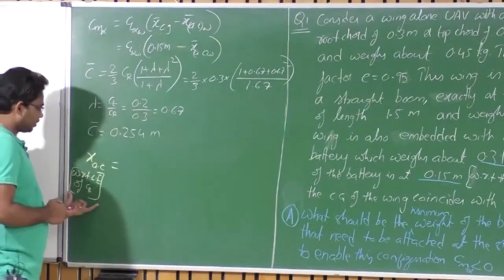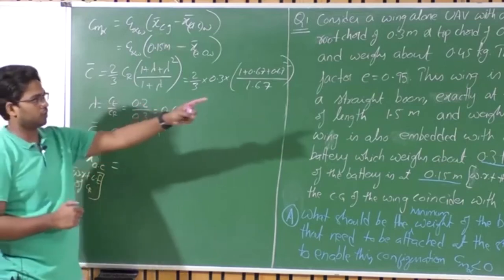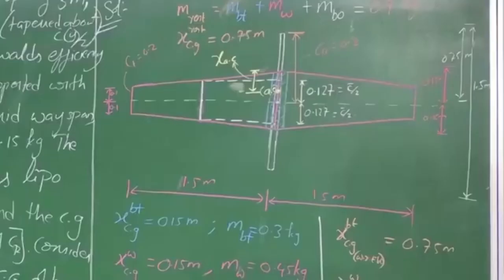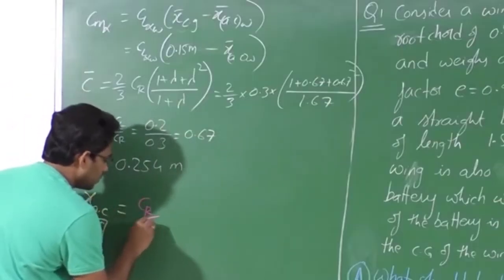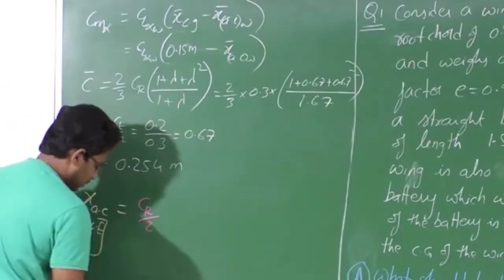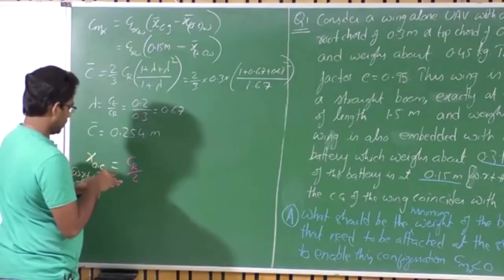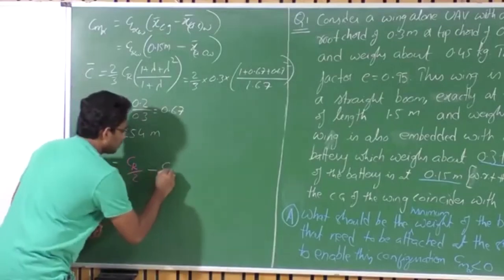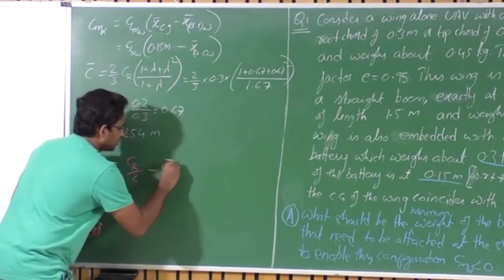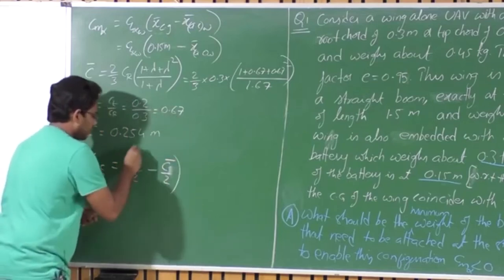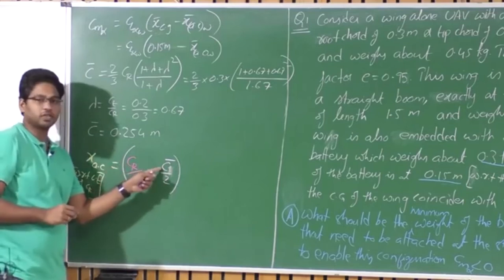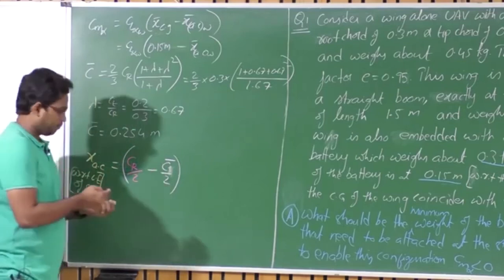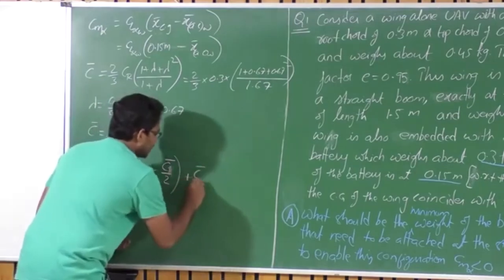So that's the reason why, in order to avoid confusion, here we are talking about X aerodynamic center with respect to the leading edge of the root chord, right? So I have CR by 2 minus C bar by 2. So with this, I have now reached from the leading edge of the root chord to the leading edge of the mean aerodynamic chord, plus C bar by 4.